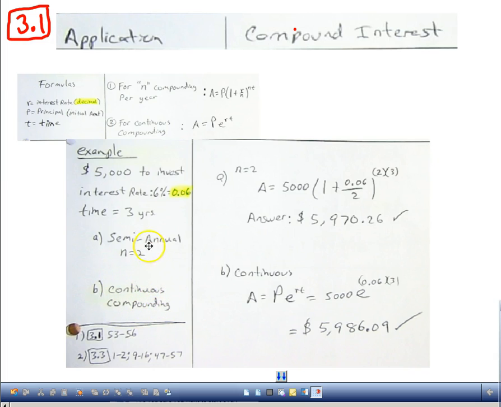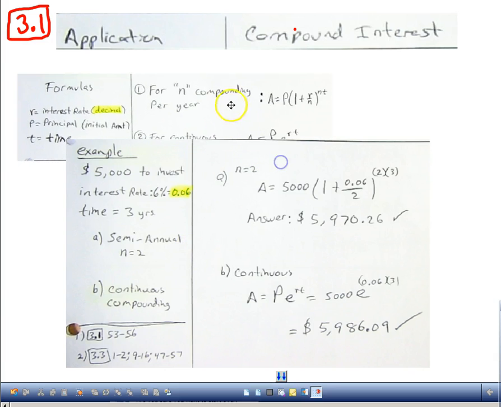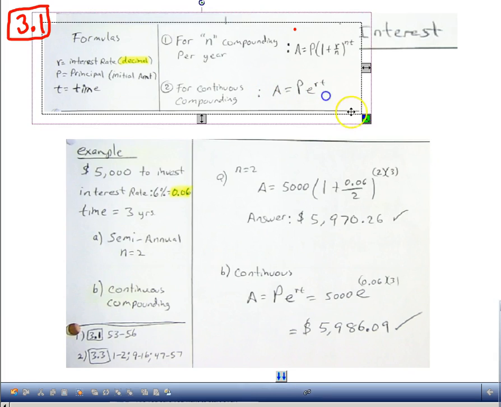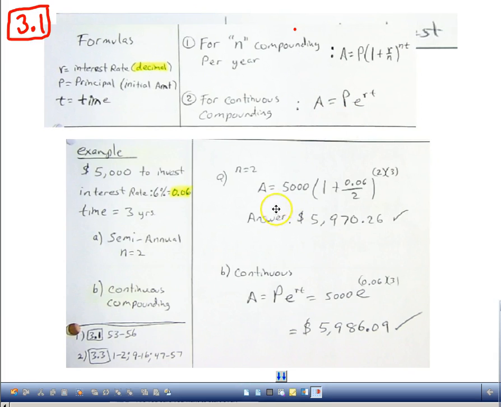All right, so we're going to have to use two different formulas. All right, now assume the interest rate is 6% or 0.06, and the time is 3 years. We're going to leave the money in the bank for 3 years. All right, so let's do the first calculation using the first formula. All right, so twice a year, it's this top formula here.